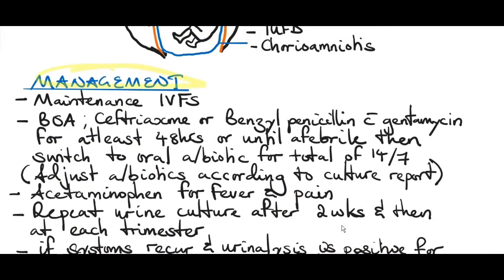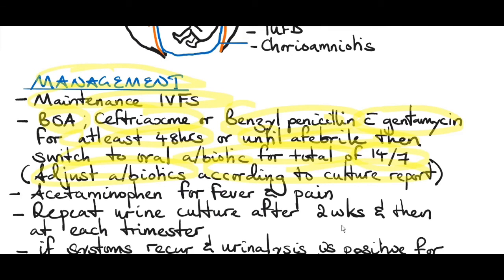Management of pyelonephritis, you give maintenance intravenous fluids. Remember that fluids help flush out and clean the kidneys. You give broad-spectrum antibiotics like ceftriaxone or benzylpenicillin with gentamicin for at least 48 hours or until the patient is afebrile. Then you switch to oral antibiotics and you give for a total of 14 days. You adjust the antibiotics according to the culture report. Remember, you collected urine for microscopy culture and sensitivity, and if you also collected a blood culture, this will help you to adjust the antibiotics accordingly.